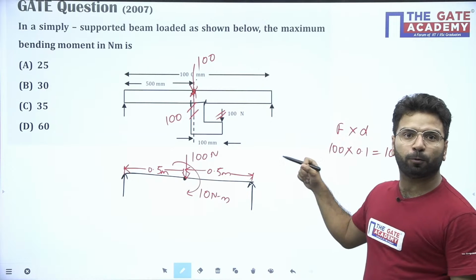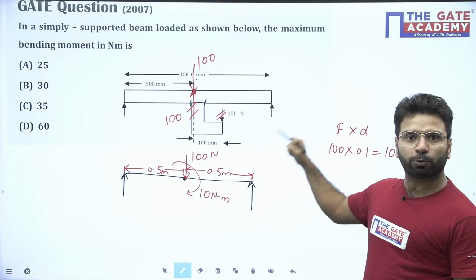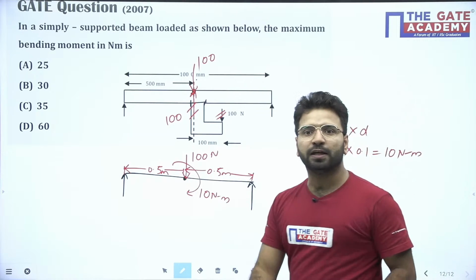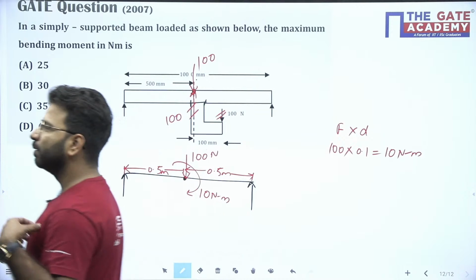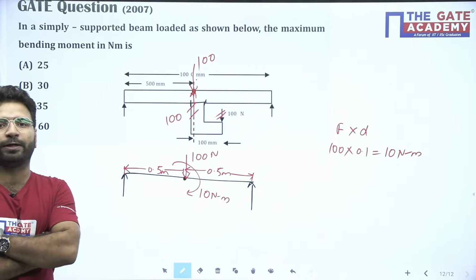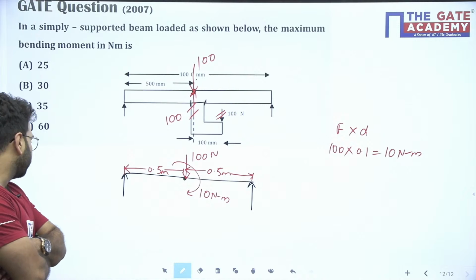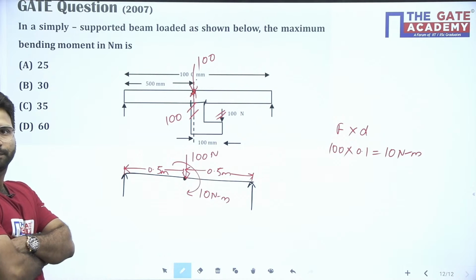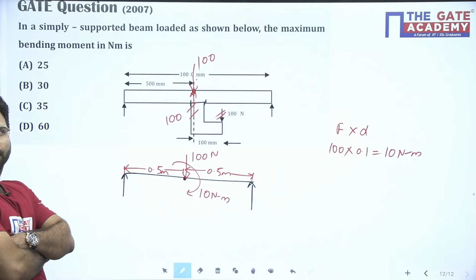If you see the force is not on the beam, you have to transfer the force on the beam first, then only you can move ahead with the problem. Other than that you cannot go ahead. Okay. So you must transfer the force first. All of you do it fast.